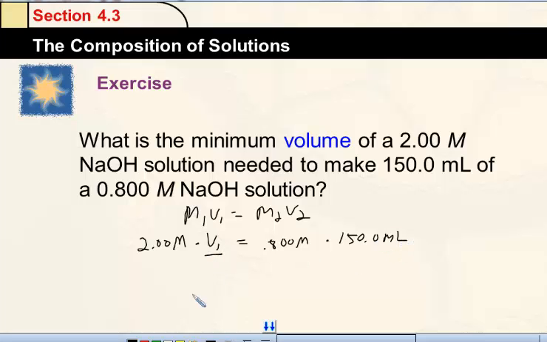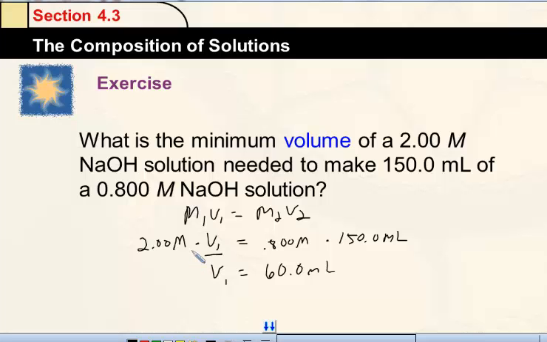So I'm just solving algebraically for V1. I'm going to take 0.8 times 150 and divide it by 2. When I do that, I get 60 milliliters. Looks like I have 3 sig figs everywhere, so I'd go 60.0 milliliters would be the volume of the concentrated stuff that I would need.